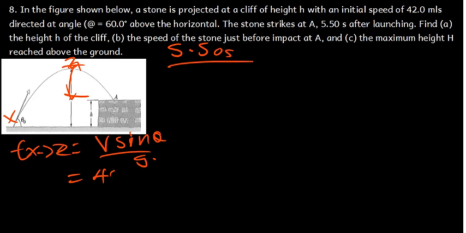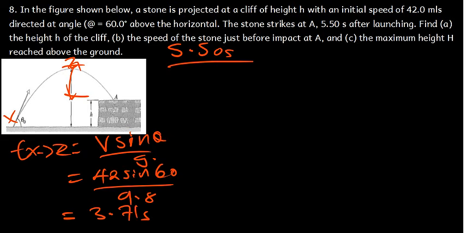Those having calculators, you can help me. We have 42 sine 60, which is going to be 36.373. I divide by 9.8, so I'm getting 3.71 seconds. This is the time it took to reach point Z, at maximum height. Knowing that, we can now know the time it took from Z all the way to A. We are going to say the total time is 5.5, so 5.5 minus 3.71.